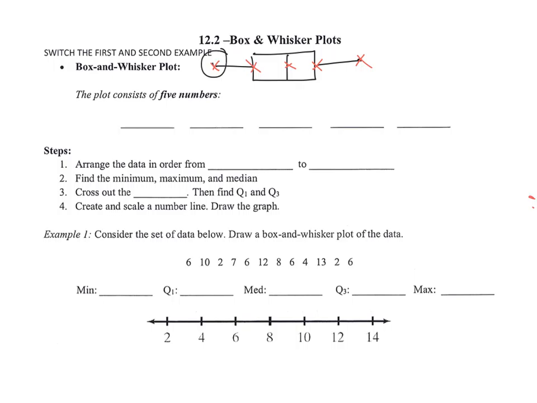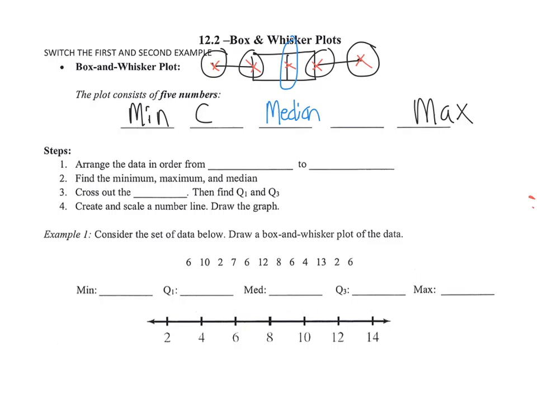This number right here is the minimum number. This one right here is the maximum number. This middle one right here is called the median, and we have found the median before. And then these two numbers are the quartile markers. So the quartile 1, so I'm going to spell out quartile. Quartile 1 is the median of these two numbers. Quartile 3 is the median of these two numbers.